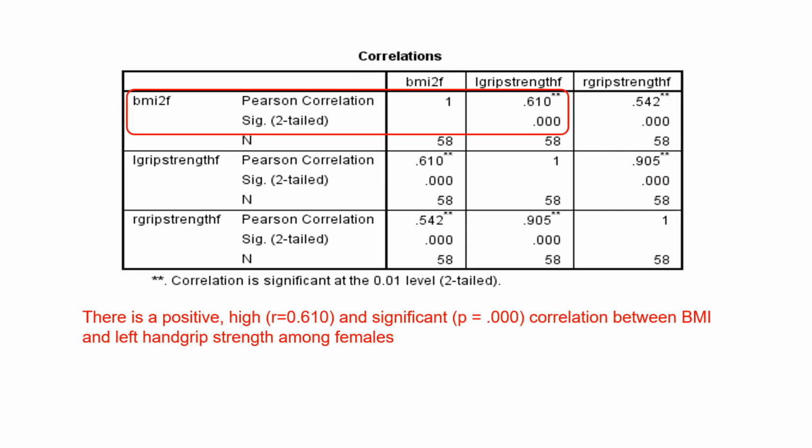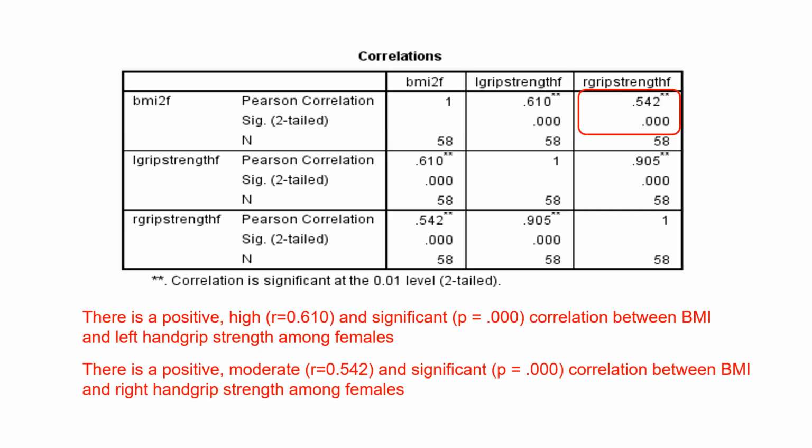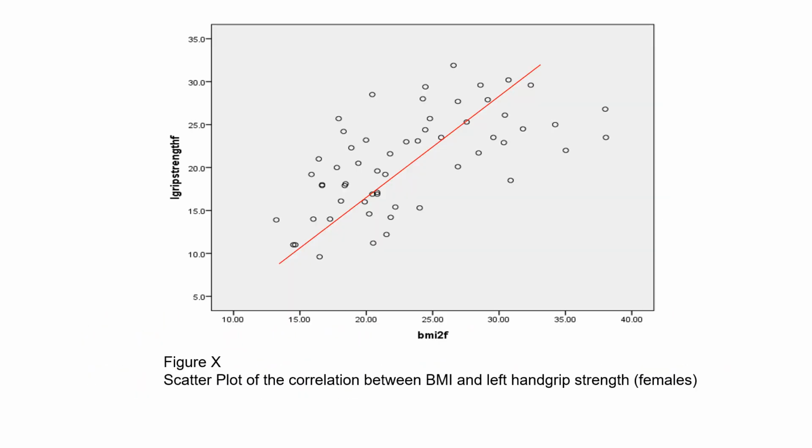Results show there is a positive, high, and significant correlation between BMI and left hand grip strength, and a positive, moderate, and significant correlation between BMI and right hand grip strength among females. Positive, meaning the higher the BMI, the stronger is the hand grip strength, and vice versa. This is a scatter plot of the correlation between BMI and left hand grip strength.